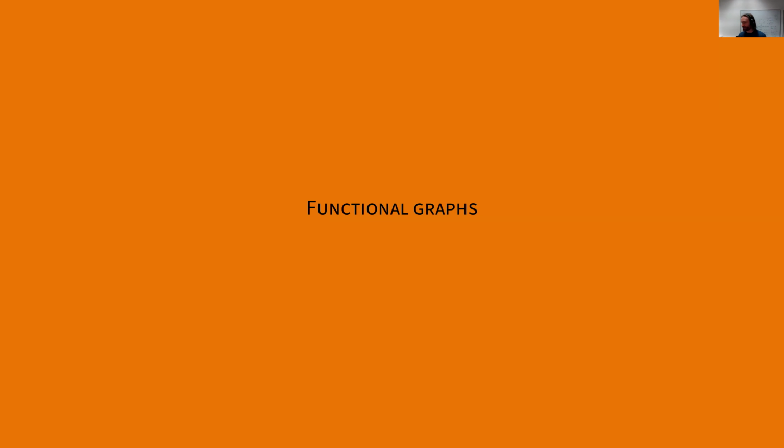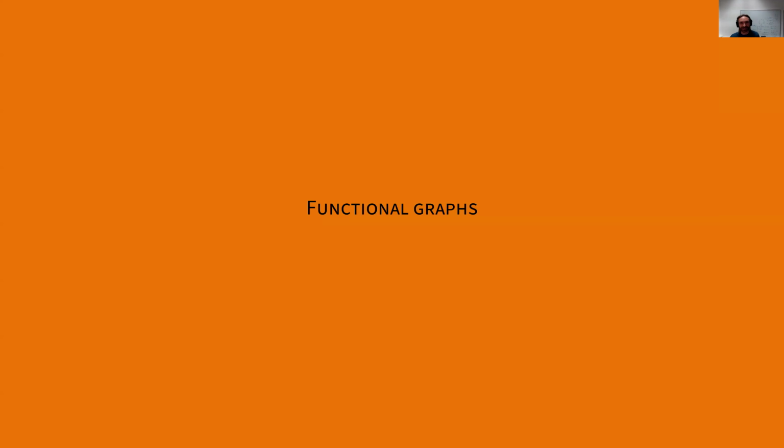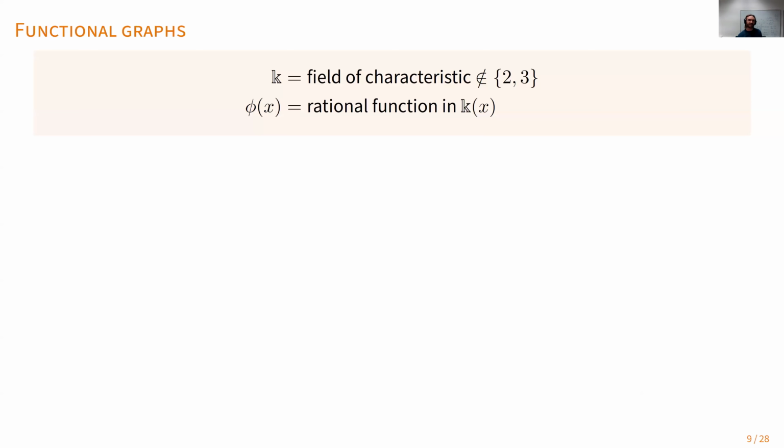Because at least for us, it was really unclear when we first saw these pictures if this was just something that always happens when you look at any rational map over a finite field, or if there was anything special about it. So we were quite far from understanding functional graphs in general. So let's introduce functional graphs over fields.